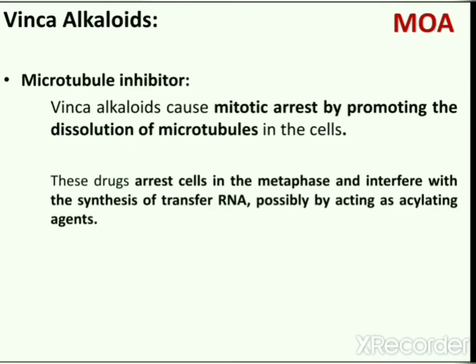Microtubule inhibitor. Vinca alkaloids cause mitotic arrest by promoting the dissolution of microtubules in the cells. These drugs arrest cells in metaphase and interfere with the synthesis of transfer RNA, possibly by acting as acylating agents. Metaphase is a stage during the process of cell division, and microtubules are the key component of cytoskeleton of eukaryotic cells, which are formed by the polymerization of a dimer of two globular proteins, alpha and beta tubulin.